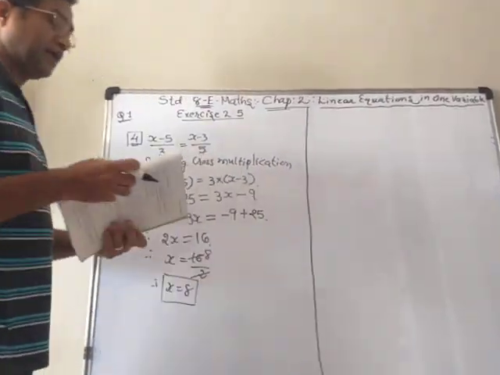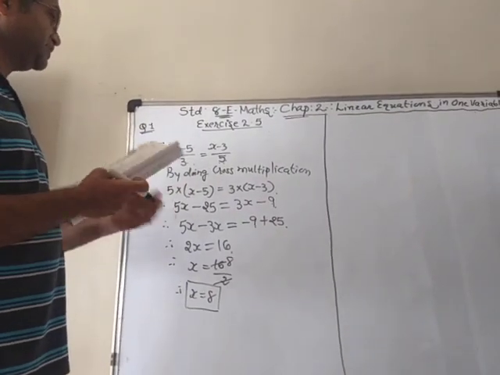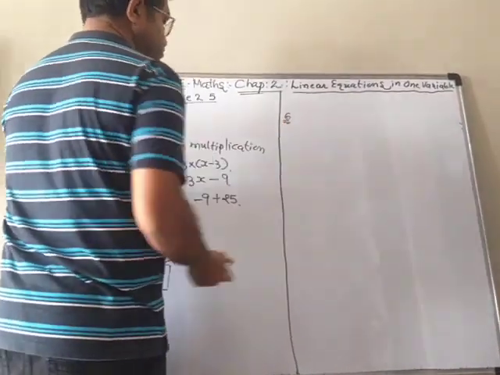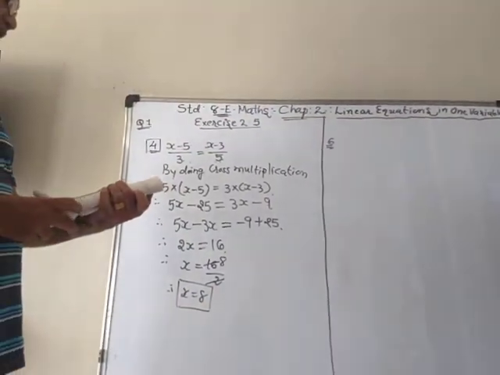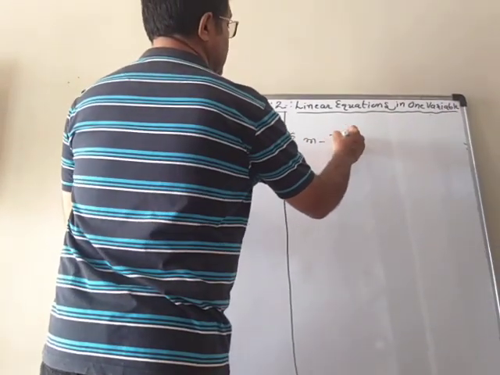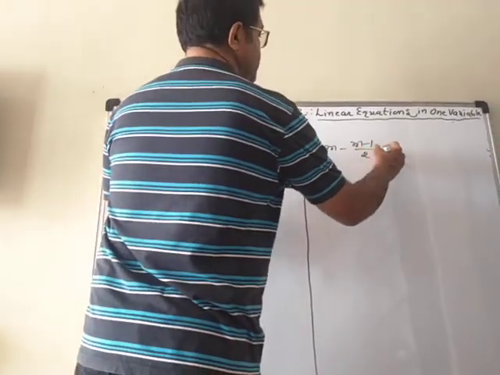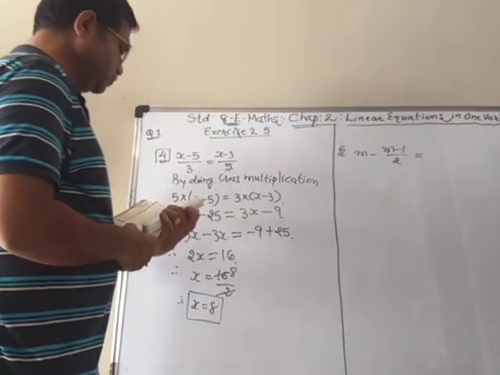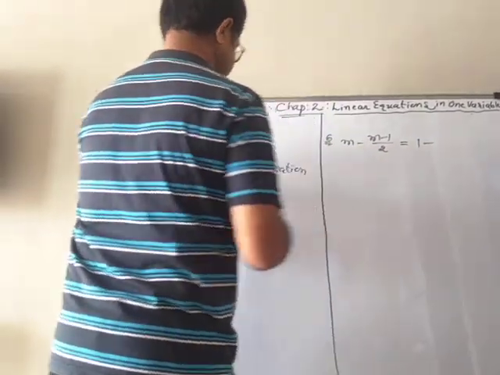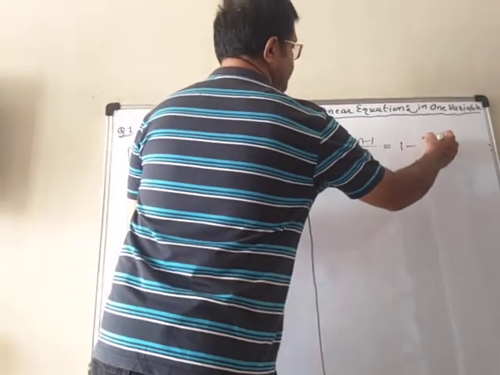Now we will take another example like the sixth one. It is a little difficult, so I am taking the sixth one. Sixth one is m minus 1 upon 2 is equal to 1 minus m minus 2 upon 3.